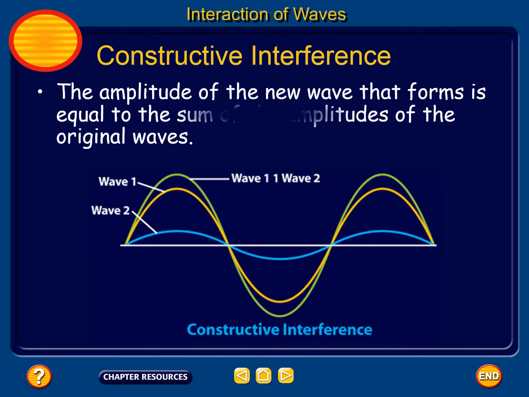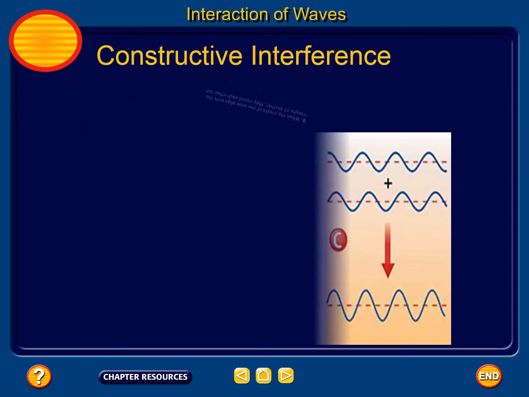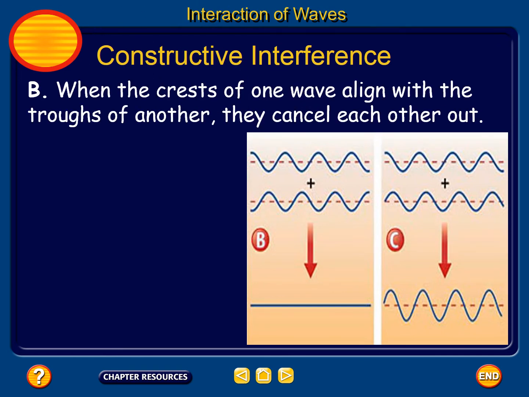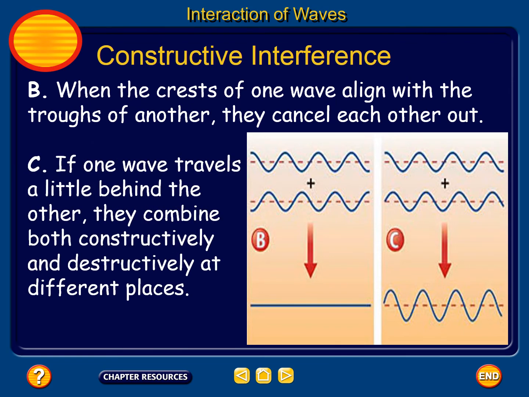When the crests of two waves overlap, they make a higher crest. If two troughs overlap, they make a deeper trough. In both cases, the amplitude of the combined crests or troughs increases. In this picture, the amplitude of the new wave that forms is equal to the sum of the amplitudes of the original waves. When the crests of one wave align with the troughs of another, they cancel each other out. Look at the picture in letter B. In letter C, if one wave travels a little behind the other, they combine both constructively and destructively at different places.